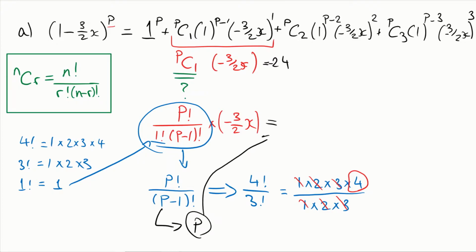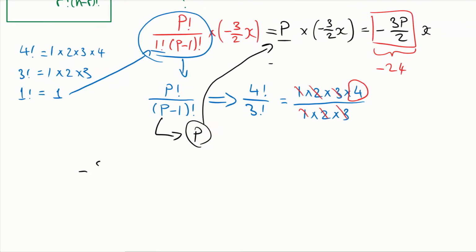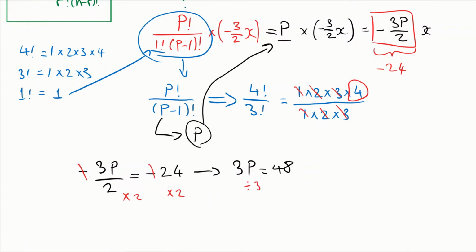So now carrying on, we would get p multiplied by minus 3 over 2x, and that just simplifies to minus 3p over 2x. Now remember, they told us that the coefficient of x is minus 24. So minus 3p over 2 is minus 24. Putting that into equation form, we can now cancel out the negatives. Then we can multiply both sides by 2. We then get 3p equals 48. Then we can divide both sides by 3, and we're left with p equals 16.